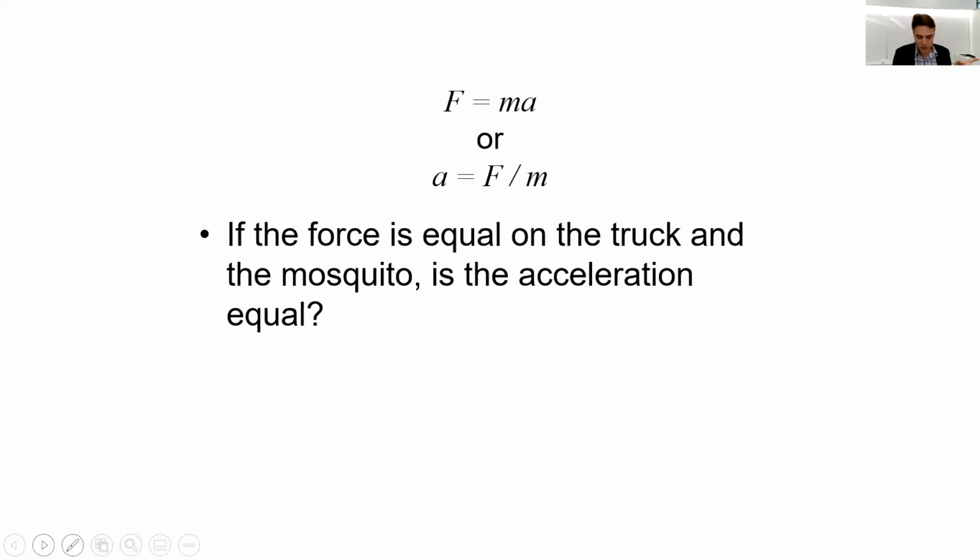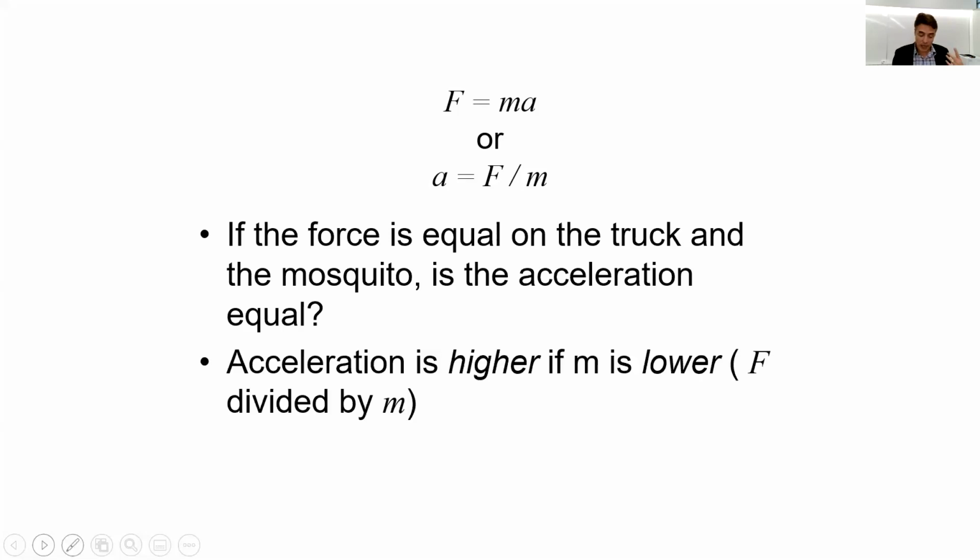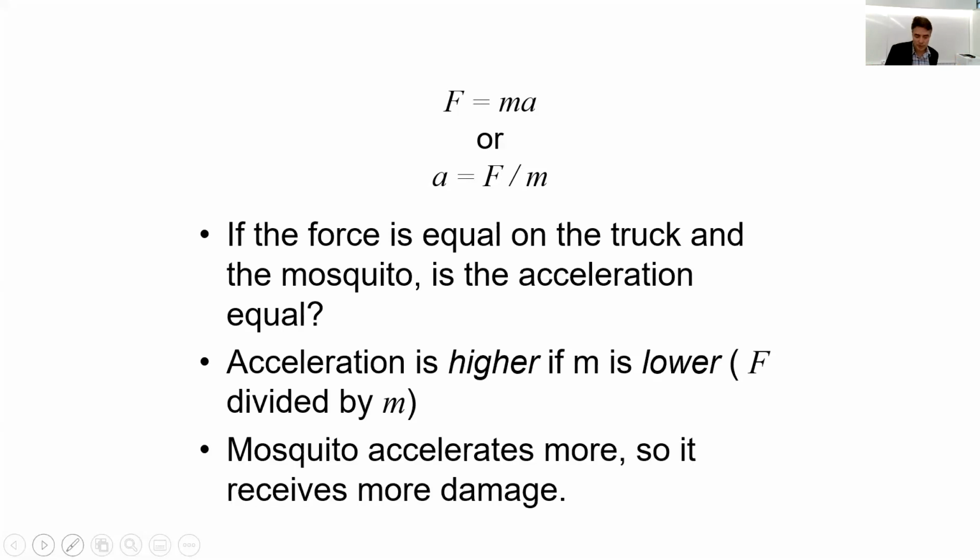If the force is equal on the truck and the mosquito, is the acceleration equal? Acceleration is higher if the mass is lower. So the mosquito reverses its velocity and accelerates quite a lot, maybe even more than 9.8 meters per second squared. It might suddenly have 1,000 meters per second squared, and due to that large acceleration, it ends up getting quite damaged. The mosquito accelerates more, so it receives more damage. That's sort of what I was thinking there.